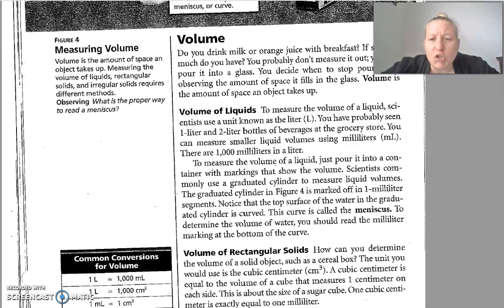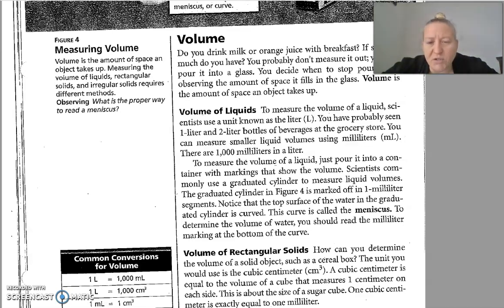Volumes of liquids. To measure the amount of liquid, scientists use a unit known as the liter. You have probably seen 1 liter and 2 liter bottles of beverages at the grocery store. You can measure smaller liquid volumes using milliliters. There are 1,000 milliliters in a liter. To measure the volume of a liquid, just pour it into a container with markings that show the volume. Scientists commonly use a graduated cylinder to measure liquid volumes.